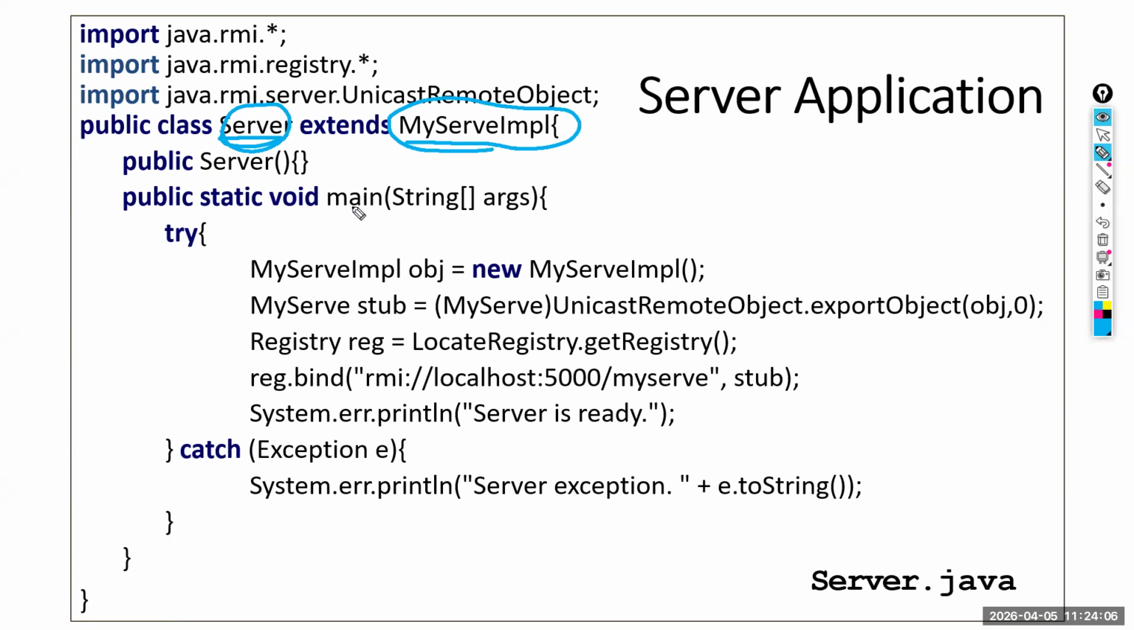So there we have a main method, because this is a normal Java class that I'm going to run. In the main method, this is a blank constructor. Of course, a constructor is not a must. We create an object of my server implementation. That is the other code.